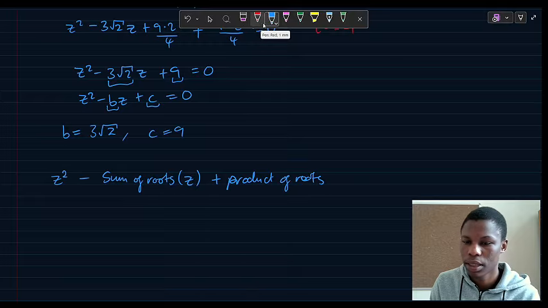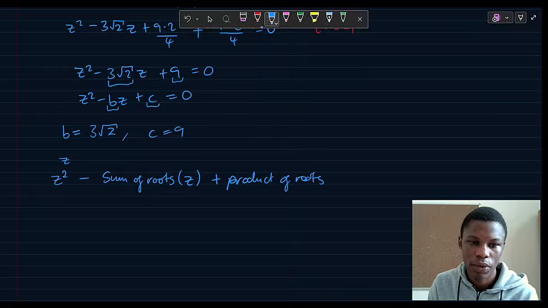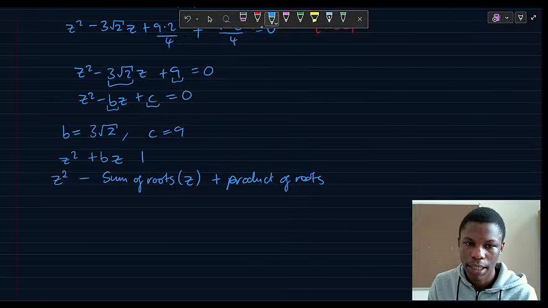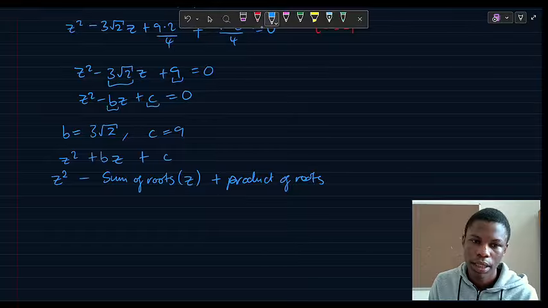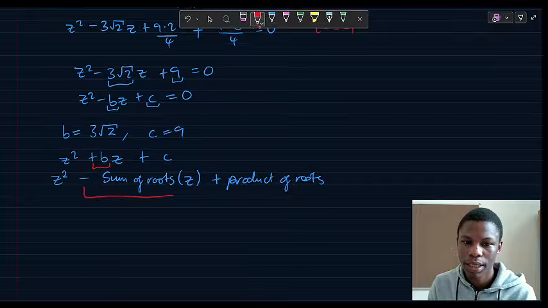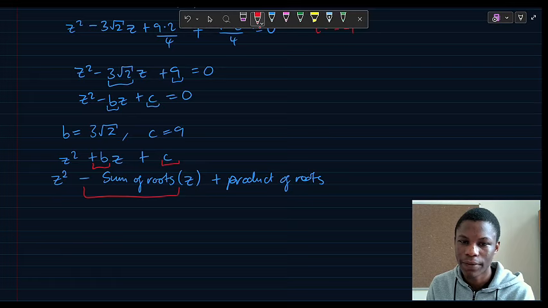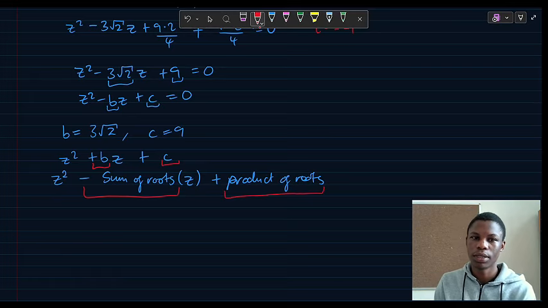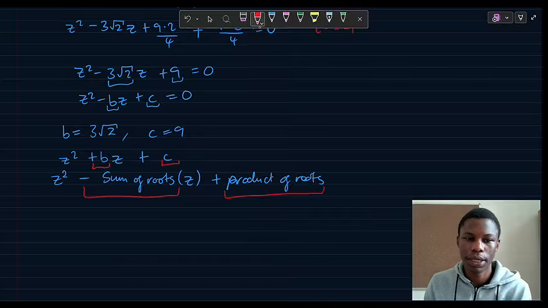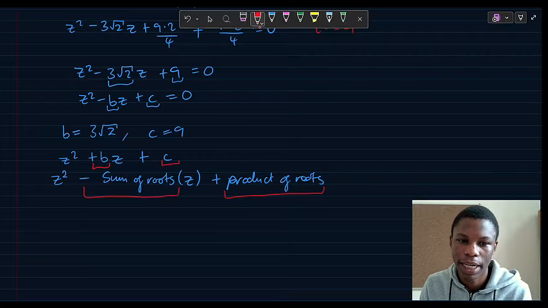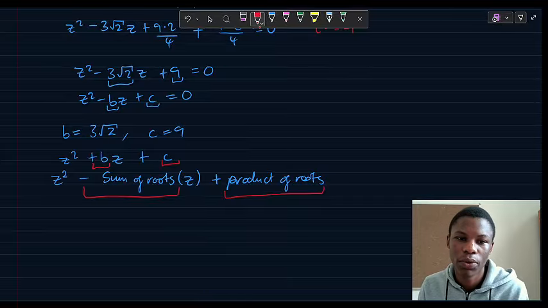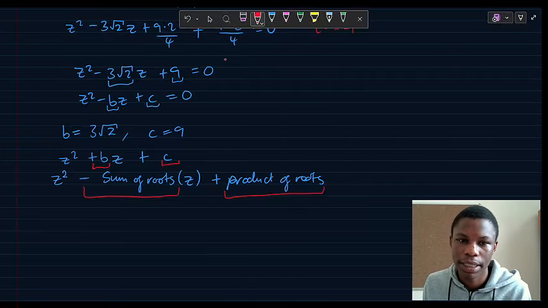So in our case, we were given z squared plus bz plus c. So this b that we have is going to be the negative sum of the roots, and the c that we have is going to be the product of the roots. So if we go back to our two roots and we sum them up and take the negative value, that's going to be our b. If we take the product of our roots, that's going to give us c.